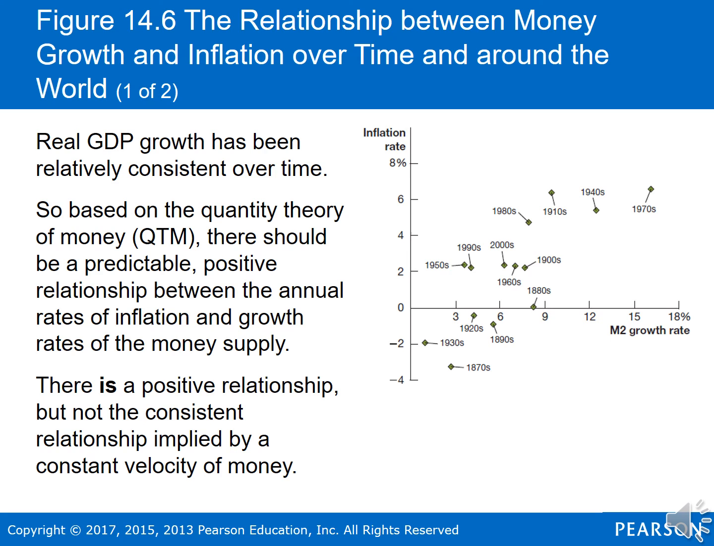So again, because velocity can move erratically in the short run, we would not expect the quantity equation to provide good forecasts of inflation in the short run. But over the long run, like I said, there's a strong link between changes in the money supply and changes in inflation. So the figure on the right shows the relationship in the United States over time between the growth in M2 as a measure of money supply and the inflation rate. There's not an exact relationship between the growth of M2 and the inflation rate, but there's a clear positive upward trend.